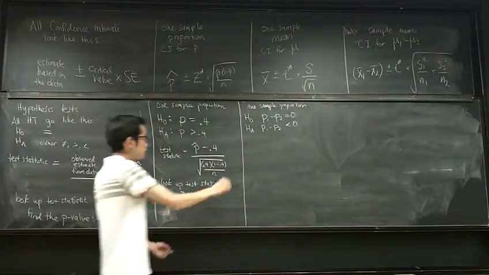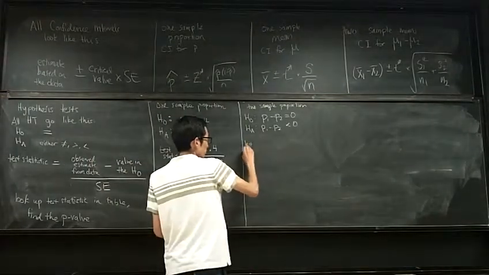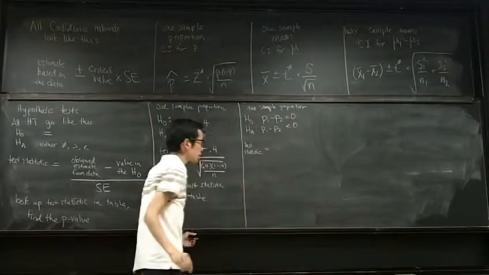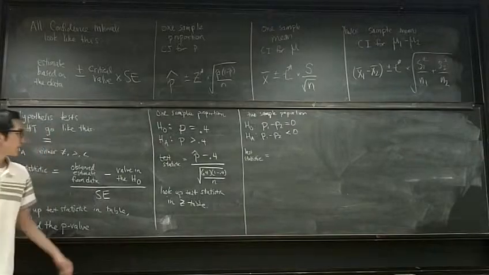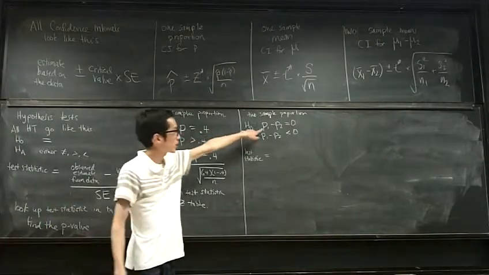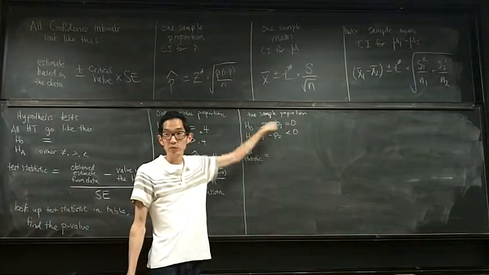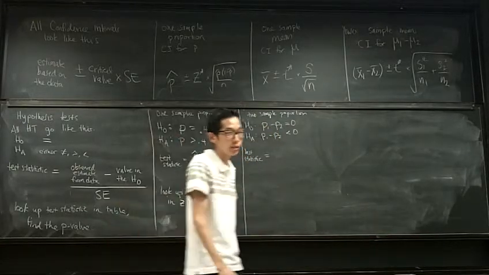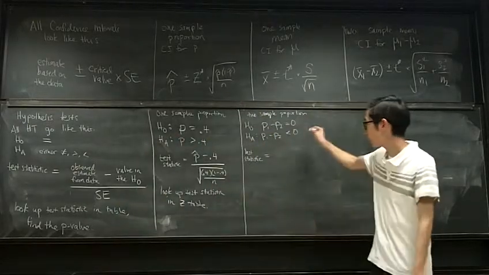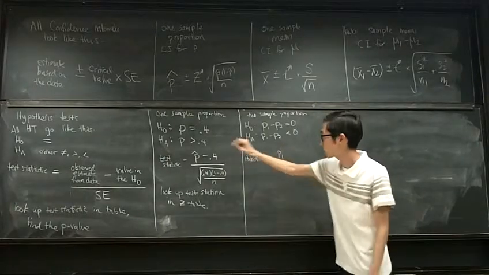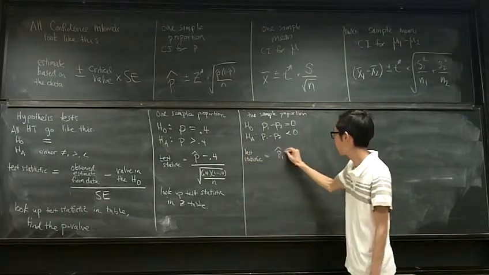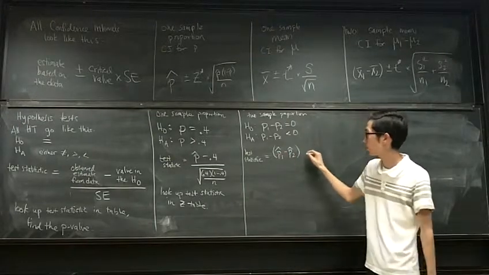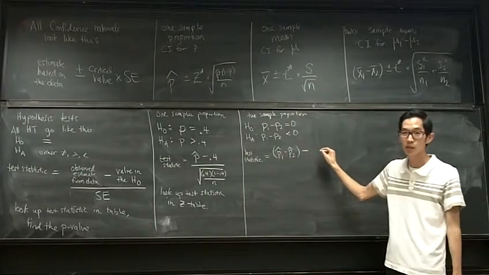The test statistic. What is our observed estimate, if P1 and P2 is what we're going for in our null hypothesis? We just put hats over it. So our observed estimate from the data is P1 hat minus P2 hat, right? What value am I subtracting off that shows up in the null hypothesis?